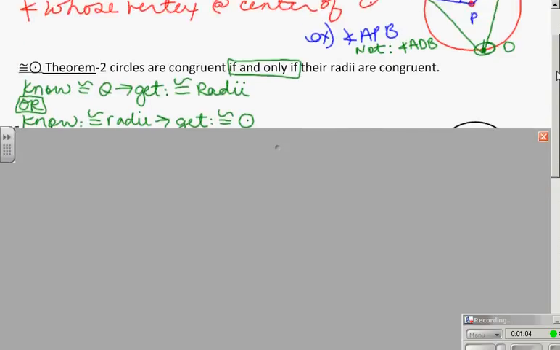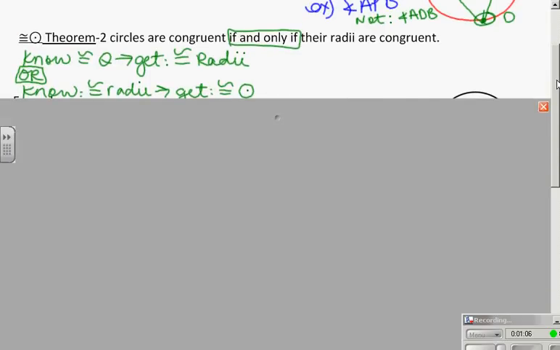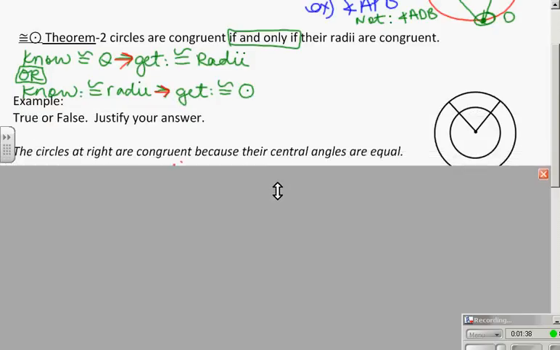Another theorem, first theorem of the day, is the congruent circles theorem. Two circles are congruent if and only if their radii are congruent. If you remember the if and only ifs from the earlier chapters, they work both ways. It's two conditionals that are both true that have been combined. So if I know I have congruent circles, then I get congruent radii. If I know I have congruent radii, I get congruent circles. And that should feel pretty sensical to us.